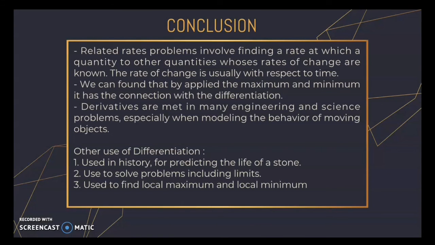Conclusion. In conclusion, related rates problems involve finding a rate at which a quantity changes by relating it to other quantities whose rates of change are known. The rate of change is usually with respect to time. We can find that applying the maximum and minimum has a connection with differentiation. Derivatives are met in many engineering and science problems, especially when modeling the behavior of moving objects.